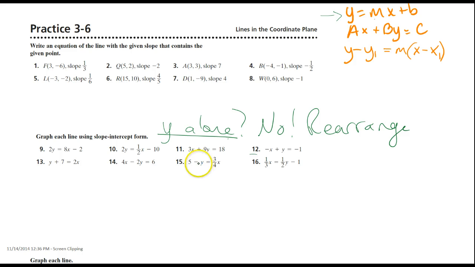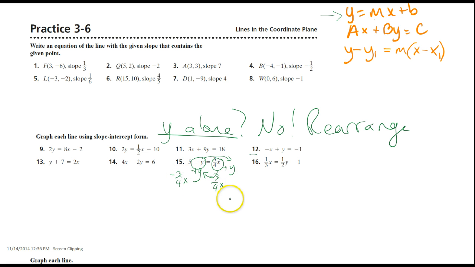15. I've got y almost alone, but I need to do some rearranging. So this one, I'm actually going to move the y over and move the x back here. So I can simplify. I could have moved the 5 and then divided by a negative 1, but I know how this is going to look, so I'm going to take one fewer step by just adding the y to both sides and subtracting the 3/4 x from both sides. So if I do that, add y here, add y here, subtract 3/4 x, subtract 3/4 x.